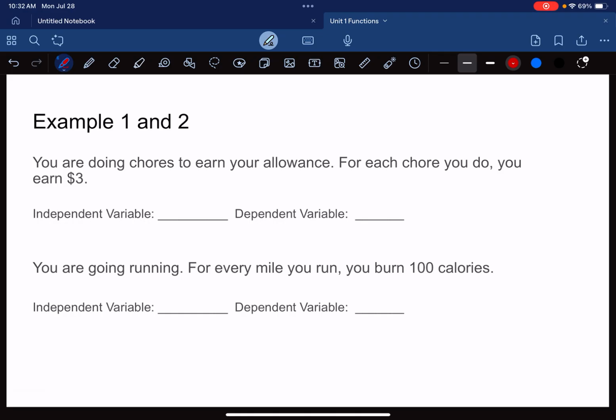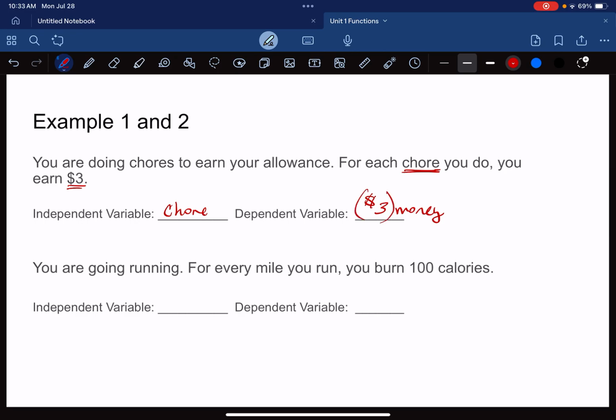So you're doing chores to earn your allowance. For each chore you do, you earn $3. Well, this sentence links your chores to the $3. Well, which one can you control? Can you control how many chores you do, or can you control the $3? Well, you're going to choose to control the chores. You can do more and more and more chores, and then what that does is your doing chores impacts how much money you make. So money is the dependent variable here. Okay?